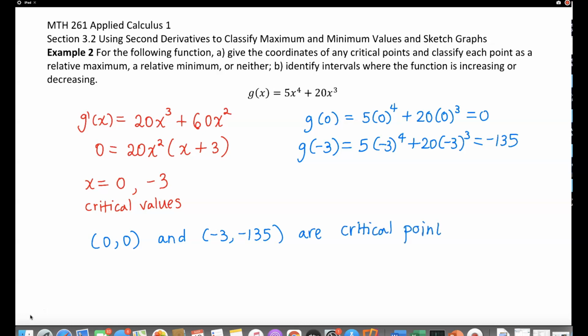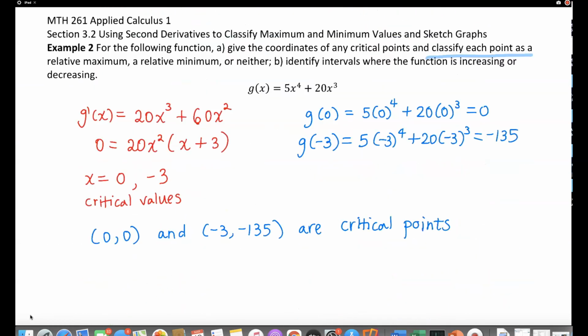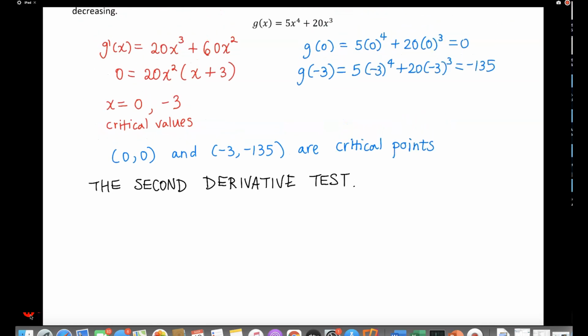Now, the second part is that they want us to classify each point as relative maximum, relative minimum, or neither. Okay, so what do we do? We're going to use the second derivative test, which means I need the second derivative.